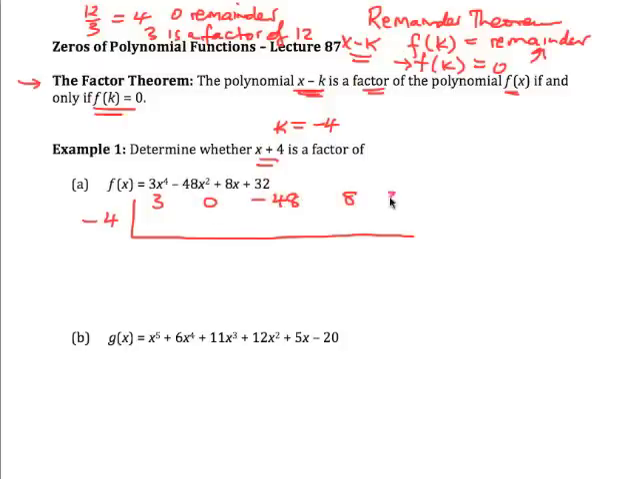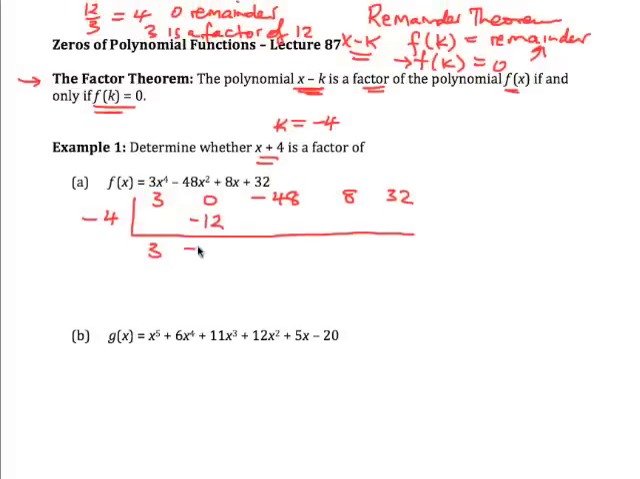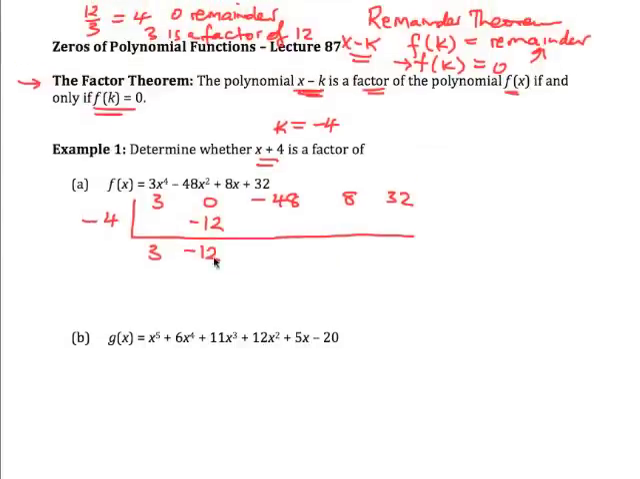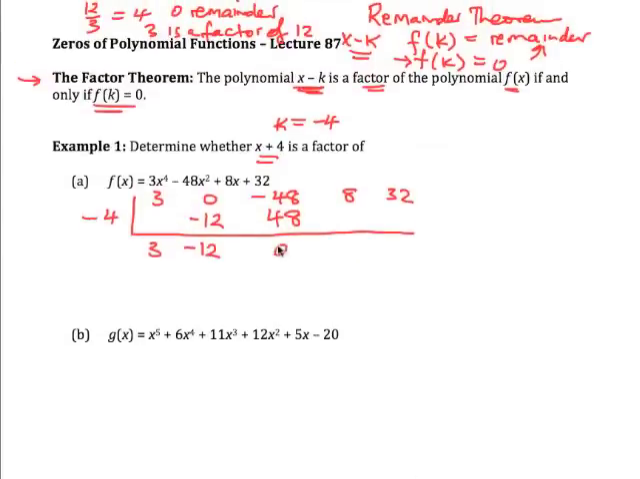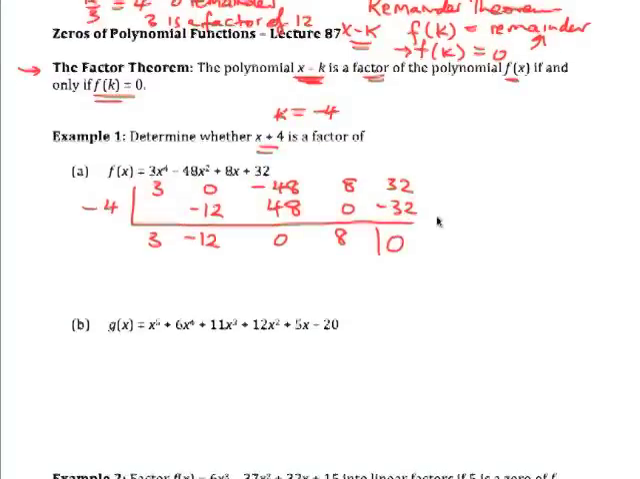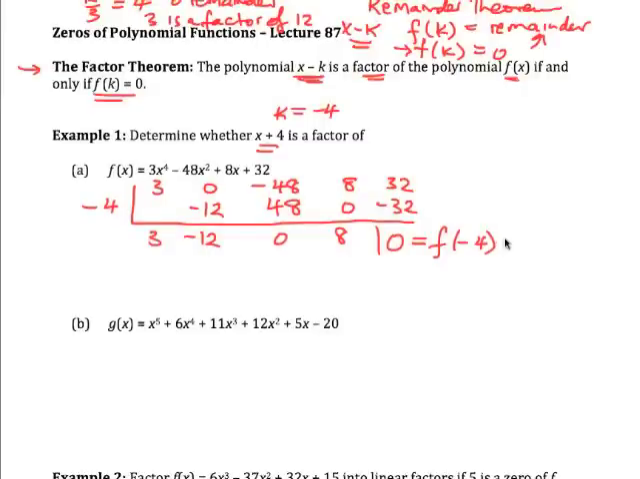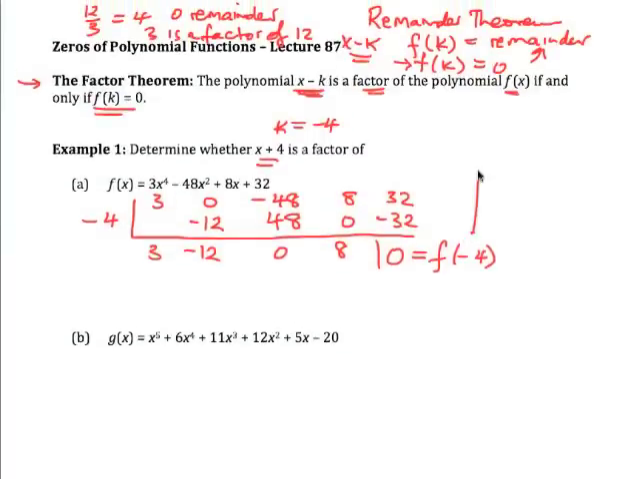-48, 8, and 32. Bring the 3 down, multiply by -4 gives me -12, adding gives -12, multiply by -4 and -12 gives me 48. Add, I get 0. -4 by 0 is 0 of course, add, I get 8. -4 by 8 is -32. Adding, I get 0. Notice that this is f of -4, and this is equal to 0, so that implies that x plus 4 is a factor of f of x by the factor theorem.